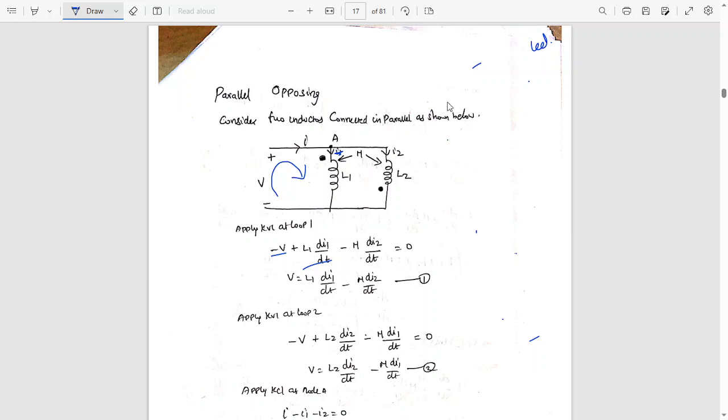That is due to the current I2. The current I2 is entering the undotted terminal, so the generated mutual voltage across L1 has positive here and negative here.